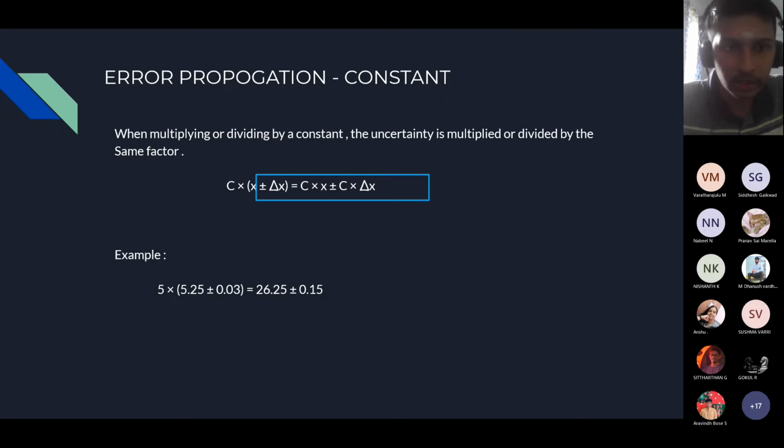So constants: when multiplying or dividing by a constant, the uncertainty is again multiplied or divided by the same factor. The constant does not influence that much. So 5 into 5.25 plus or minus 0.03. So you can see that the error is directly multiplied with the constant, 0.15. Next slide.